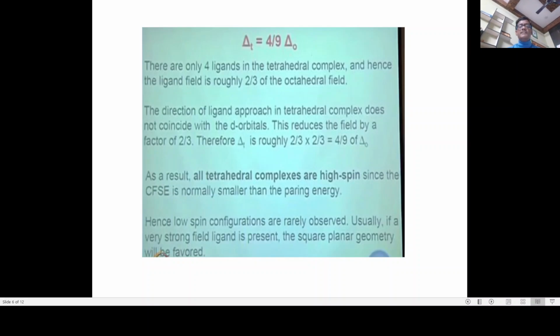Hence, delta t is roughly 2/3 times 2/3, which is 4/9 of the octahedral field. As a result, all tetrahedral complexes are high spin, since the CFSE is normally smaller than the pairing energy. Low spin configurations are rarely observed, and usually if a very strong field ligand is present, the square planar geometry is favored.